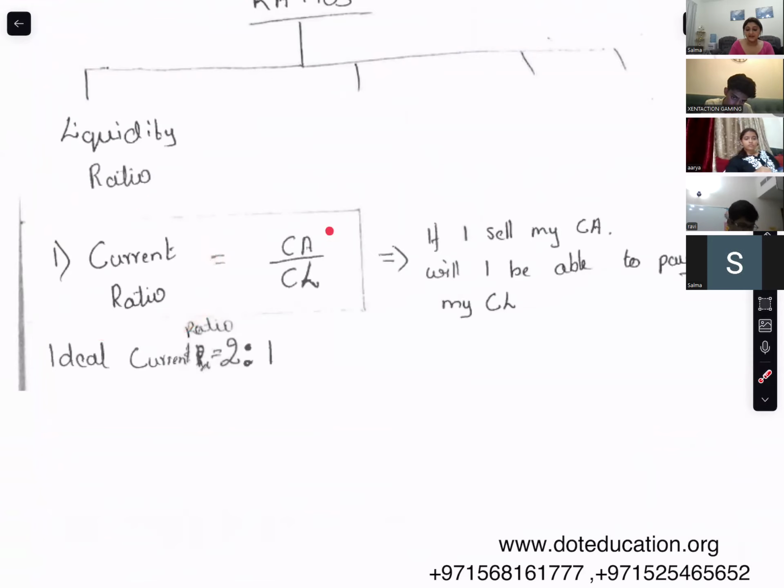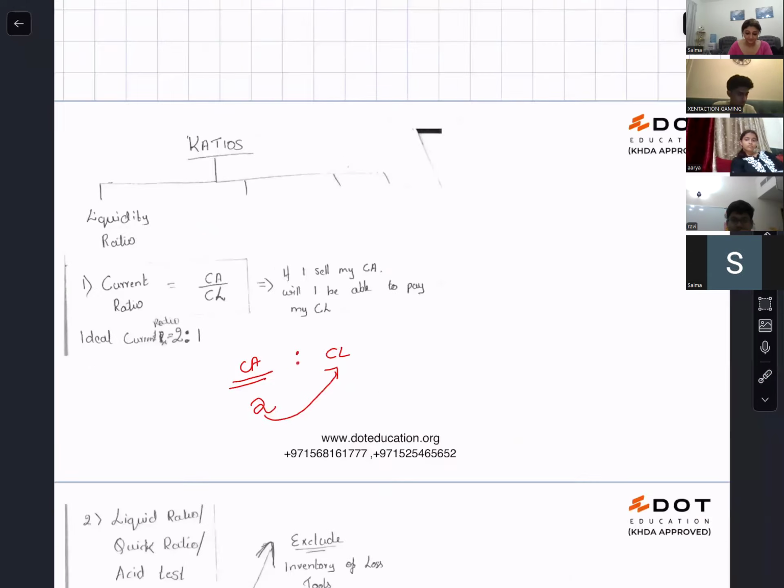Current ratio is current assets over current liabilities. It tells us whether my current assets will be able to pay my current liabilities. At any point of time, your current assets should be 2 times your current liabilities. First liquidity ratio, current ratio. Ideal current ratio is 2:1. Are you with me? Yes.